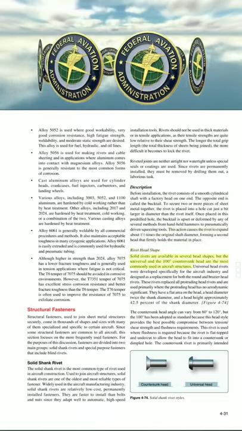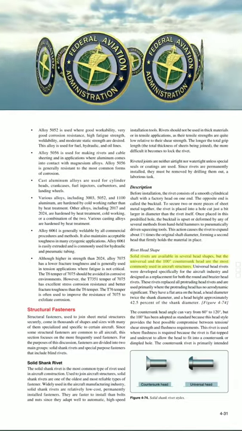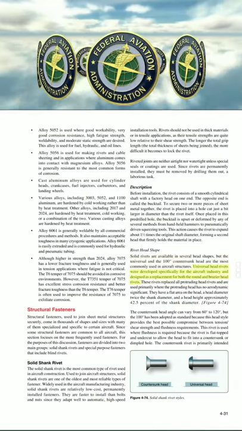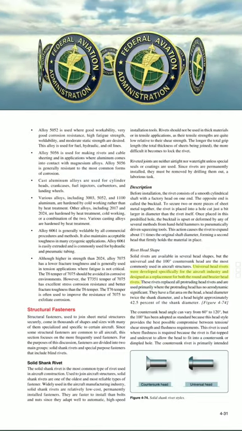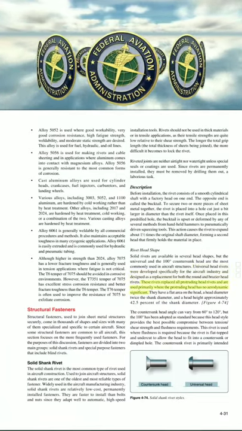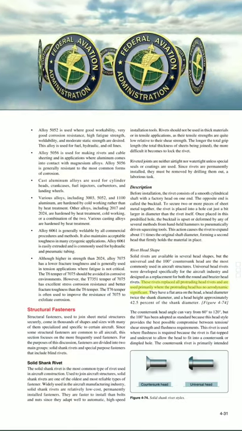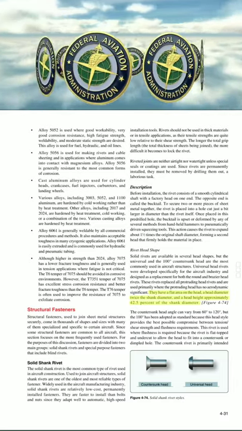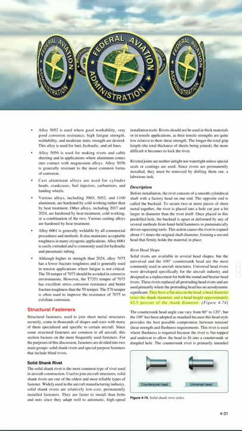Rivet head shape. Solid rivets are available in several head shapes, but the universal and the 100 degree countersunk head are the most commonly used in aircraft structures. Universal head rivets were developed specifically for the aircraft industry and designed as a replacement for both the round and brazier head rivets. These rivets replaced all protruding head rivets and are used primarily where the protruding head has no aerodynamic significance. They have a flat area on the head, a head diameter twice the shank diameter, and a head height approximately 42.5% of the shank diameter.